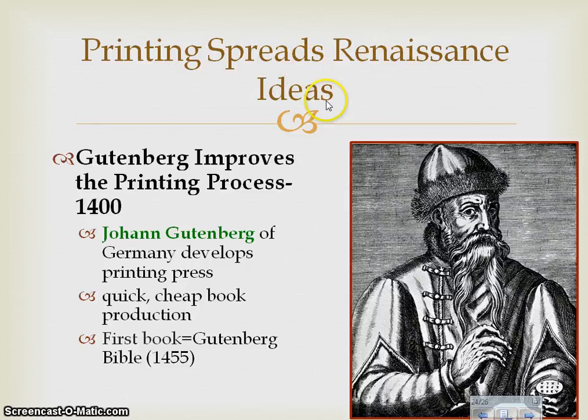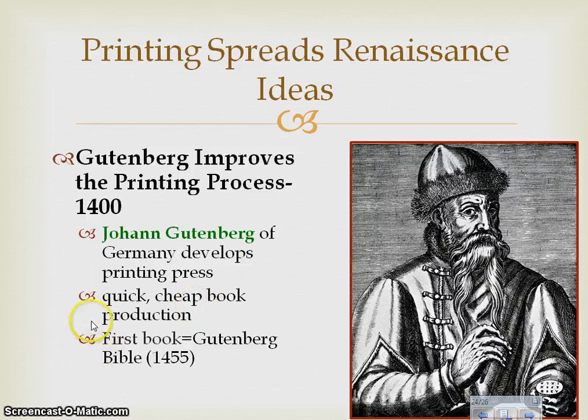Printing spreads Renaissance ideas. During the Northern Renaissance and Italian Renaissance, there is a very important invention that starts to happen, and this is called the printing press. The printing press allows for many different copies of one book. You can have 1,000 or 2,000 copies of one book, whereas before, you would only have maybe a few copies of a book because you had to handwrite it. Because the printing press is invented, books are able to spread over Europe a lot quicker. This also means that the ideas of humanism and the Renaissance are able to spread. It allows books to become quick and cheap.